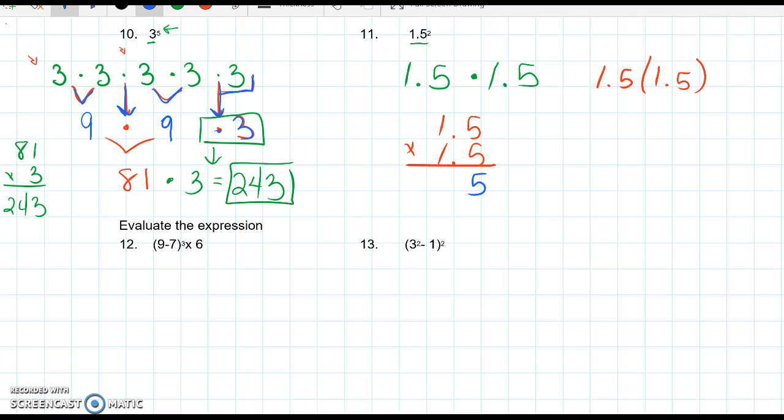5 times 5 is 25. I bring that up and I get 75. I have to put that 0 down because that's our first step when we're multiplying a second row. And 1 times 5 is 5, and 1 times 1 is 1. So now I have 225. The only problem is that I have to move decimals still.